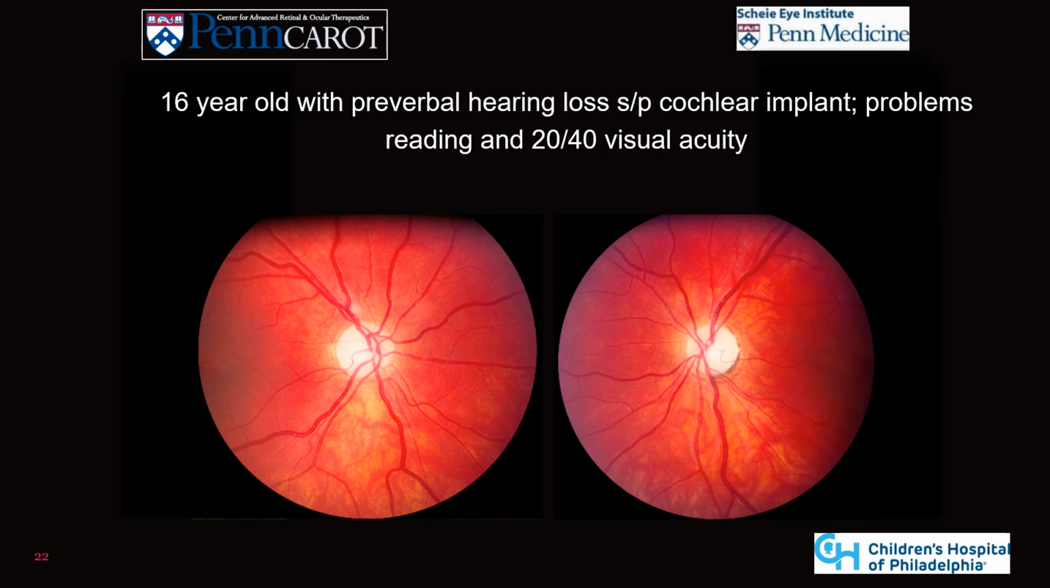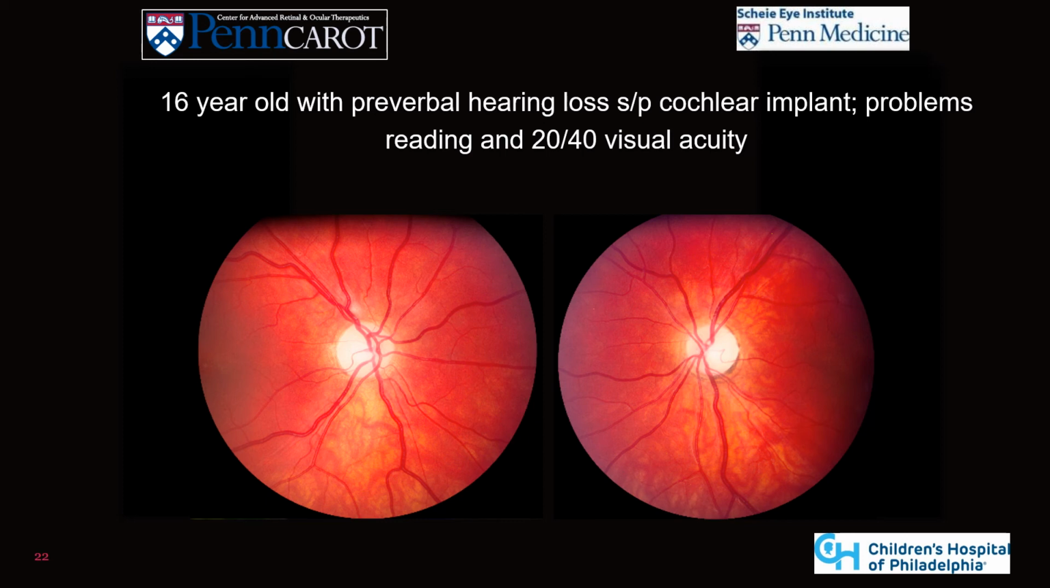Lastly, this is an example of a 16-year-old young lady that presented very early to CHOP with hearing loss. She was given a cochlear implant. For the longest time, she was thought to be a form of Usher syndrome because she had two variants of unknown significance in an Usher type gene. But things did not make a lot of sense, and she was referred to us.